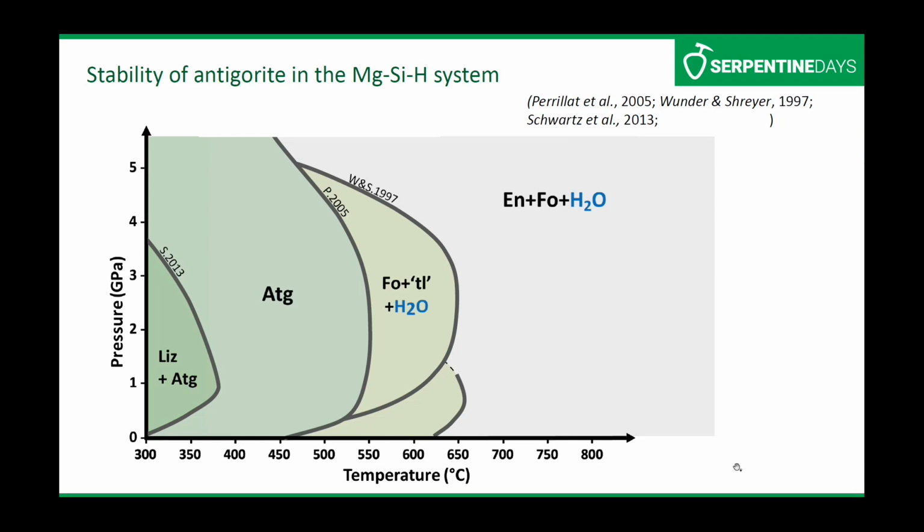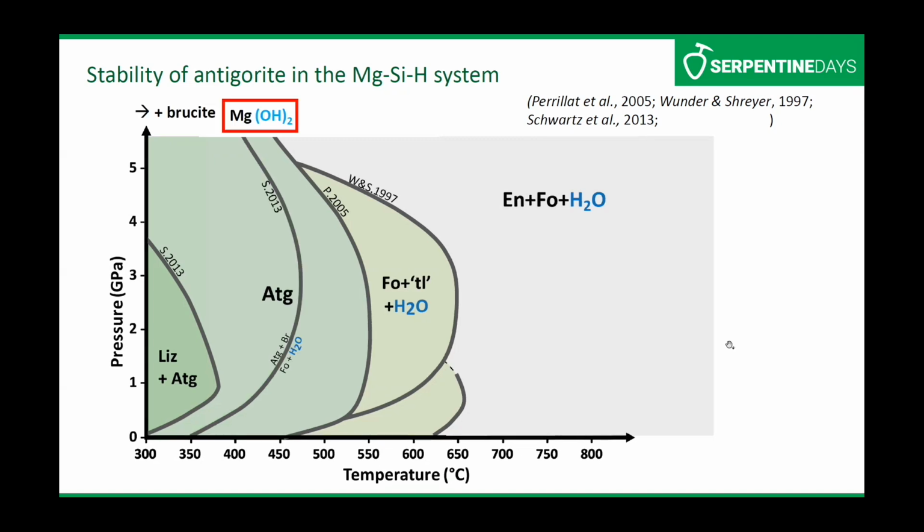That is in the case of a system that is not saturated in water. If we have water saturation, we expect dehydration at a somewhat higher temperature, between 600 and 650 degrees. In one case, you will have the transient formation of talc-like phases, but if the system is saturated in water, we don't expect this phase to form, and we directly form olivine, enstatite, and water.